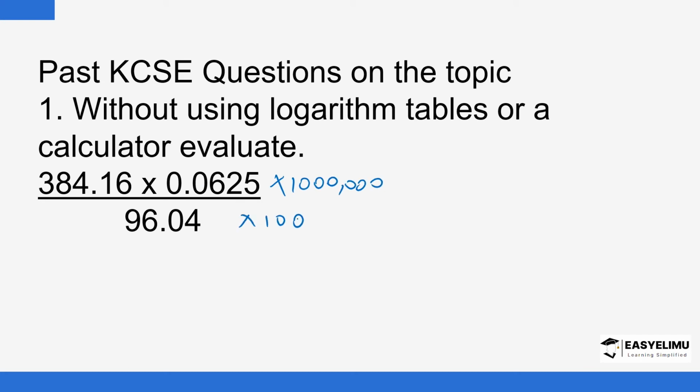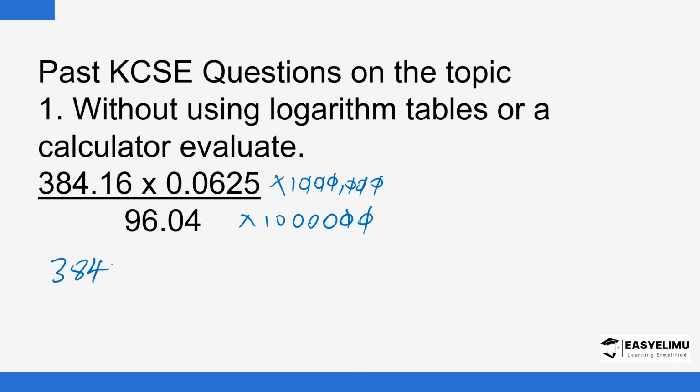And you also multiply this by 1 million. 1, 2, 3, 4, 5, 6. So all the zeros here will be used to make these decimals whole numbers. But when it comes to this one here, only 2 will be used. So we'll have 10,000 remain. So we have this one as 384.